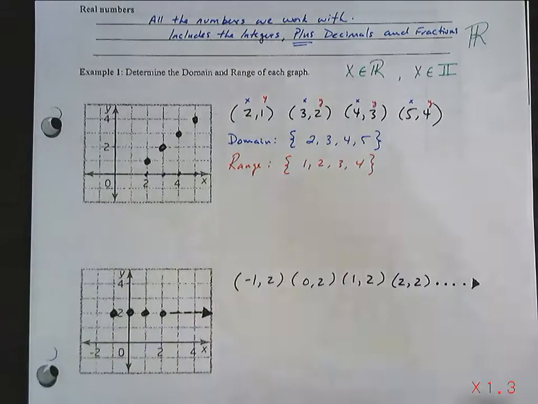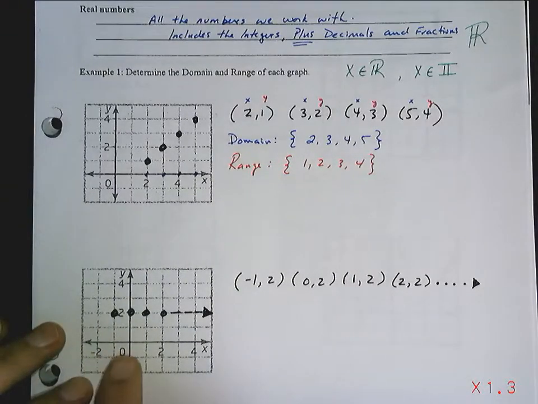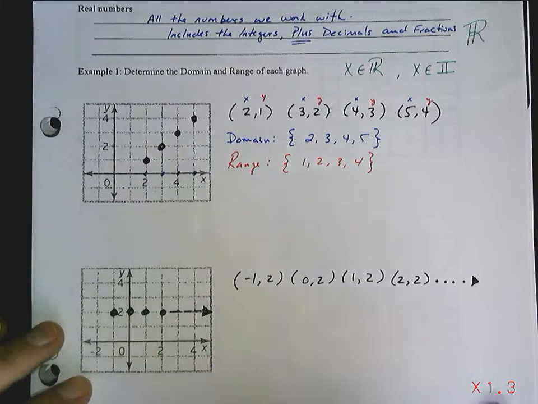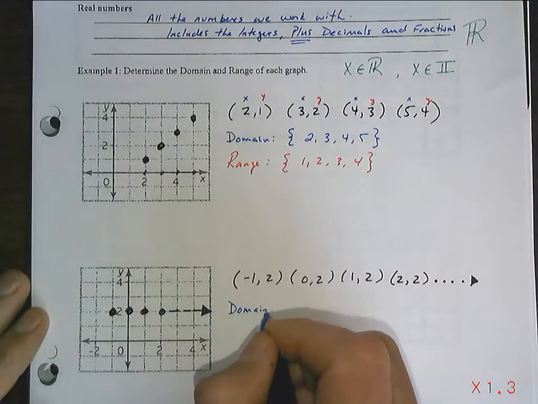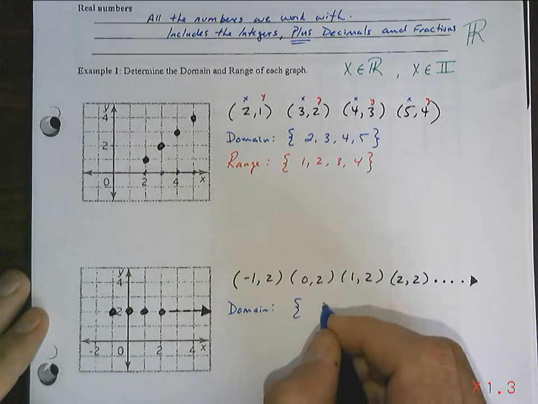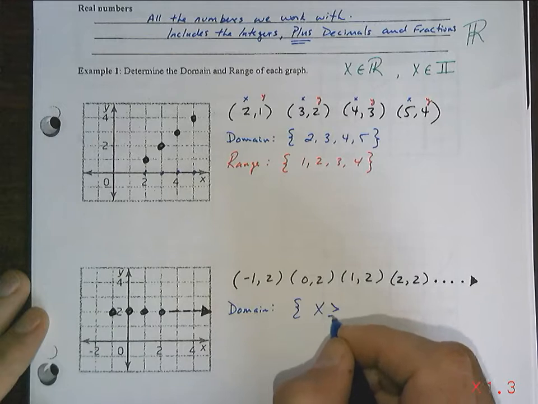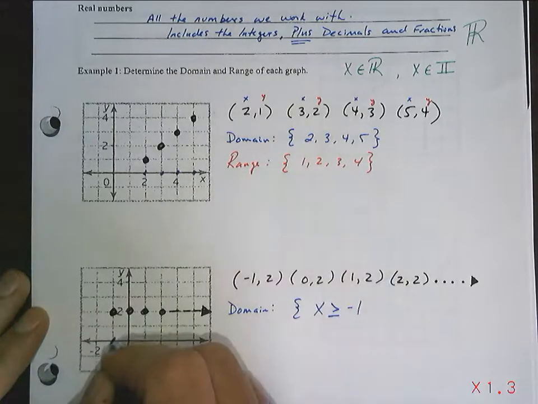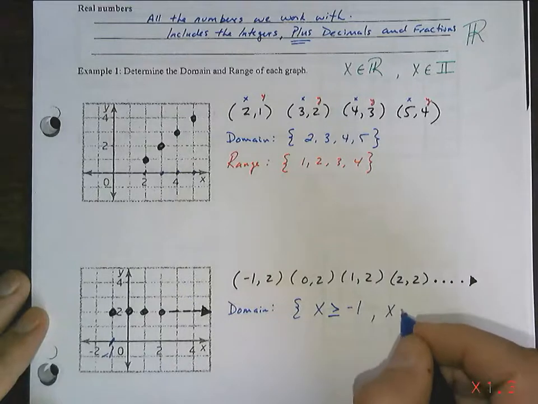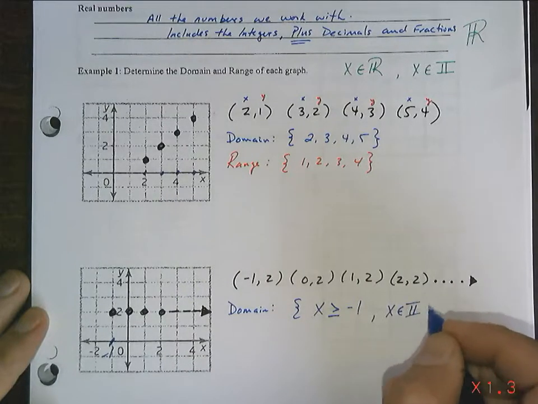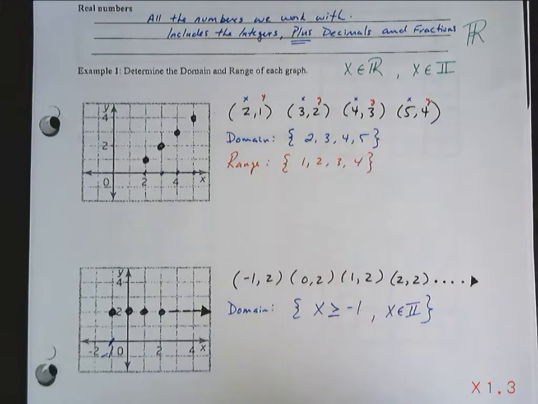They're just going to keep going. So I need a way of talking about the x value -1, the x value 0, the x value +1, all of these x values, and it keeps going. So what we do is we say the domain is the set of all x that's greater than or equal to -1, starting at -1 and going all the way up and only using the integers. We're not going to use any of the decimals or the fractions in between.